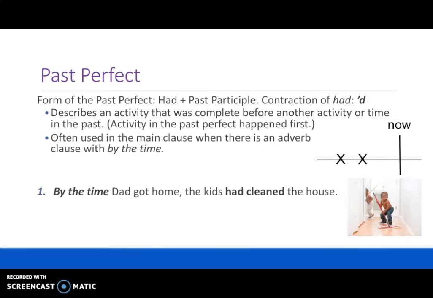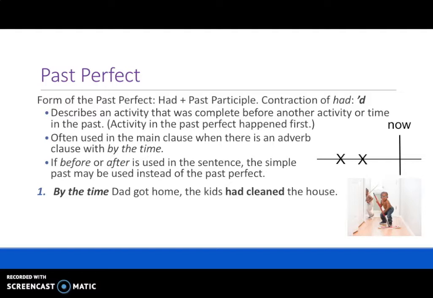Let's look at some examples. By the time Dad got home, the kids had cleaned the house. So if we look at this time diagram, these X's represent two actions or events in the past. One happened before the other one, and they are separate from each other. So in this example, the kids had cleaned the house first, and then Dad got home. So had cleaned is in the past perfect, so that means that happened first.